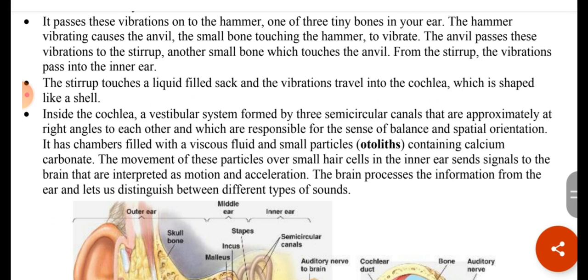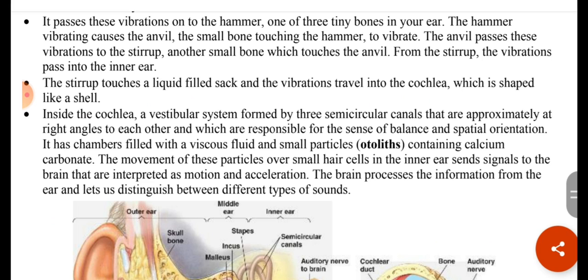The vibrations then pass into the inner ear. The stirrup touches a liquid filled sac and the vibrations travel into the cochlea, which is shaped like a shell. Inside the inner ear, a vestibular system is formed by three semicircular canals that are approximately at right angles to each other and which are responsible for the sense of balance and spatial orientation.